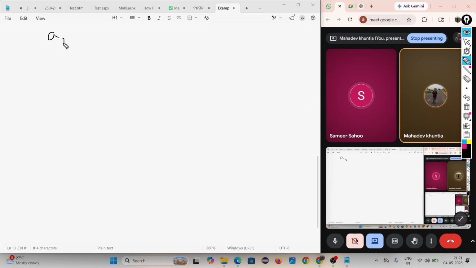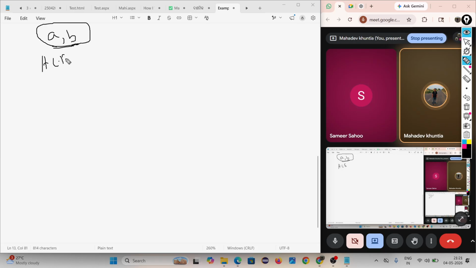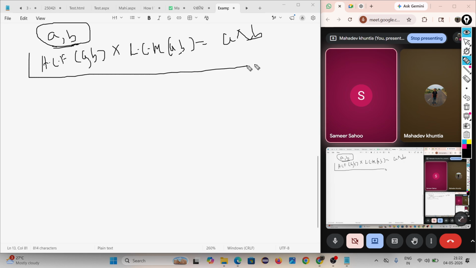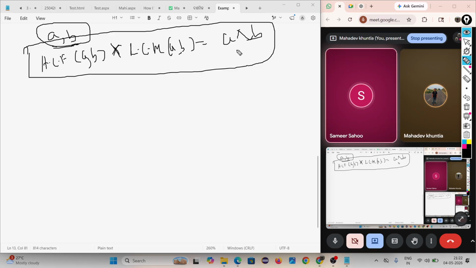Suppose A and B are two numbers. HCF of A comma B into LCM of A comma B is always equal to A into B. Remember the relationship between HCF and LCM. If A and B are two numbers, and I multiply HCF of A comma B and LCM of A comma B, that result will be equal to the product of the given numbers.